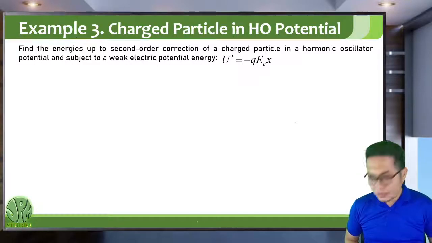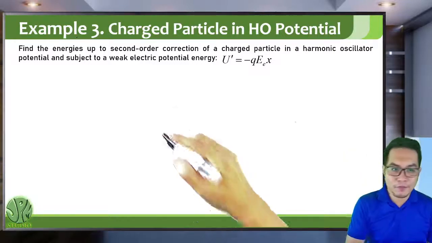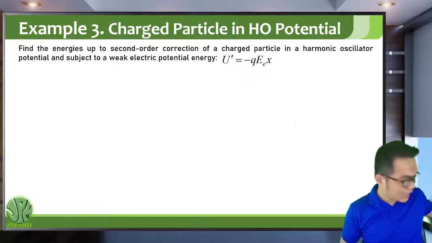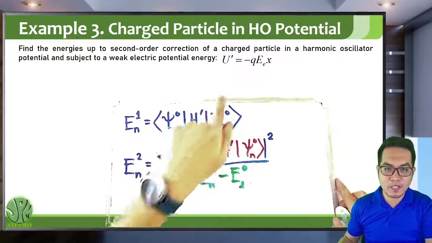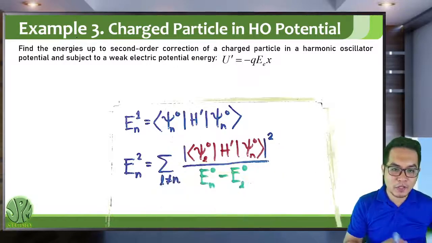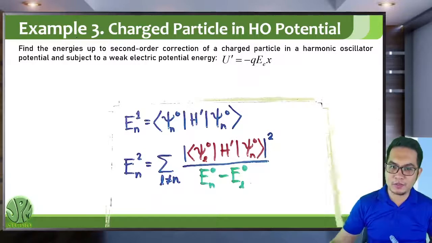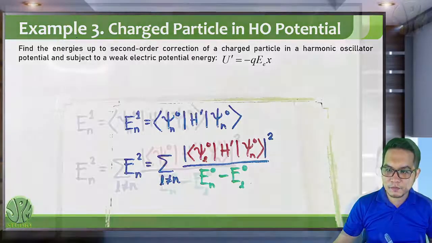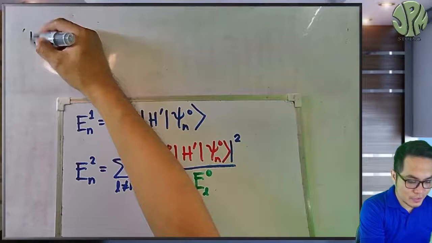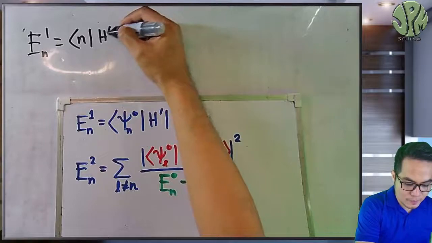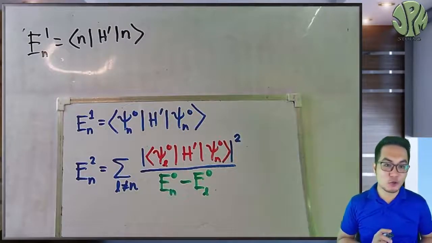Okay, so in order to get the first order correction, En1, we again sandwich our perturbation, the additional potential energy of the system, with respect to the original wave function. In the case of the harmonic oscillator, instead of psi n, we'll just write this as n. So our first order correction, En1, will just be n, H prime, n. That's the shorthand notation.